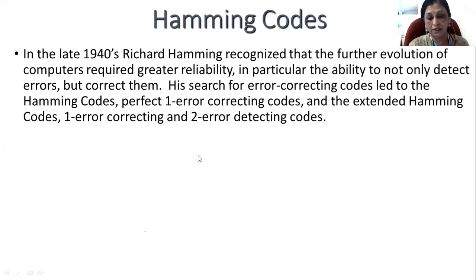So students, here on the screen, you can observe that in the late 1940s, Richard Hamming devised this particular code called Hamming code, and it is used for detecting errors, and it is also used for correcting them.